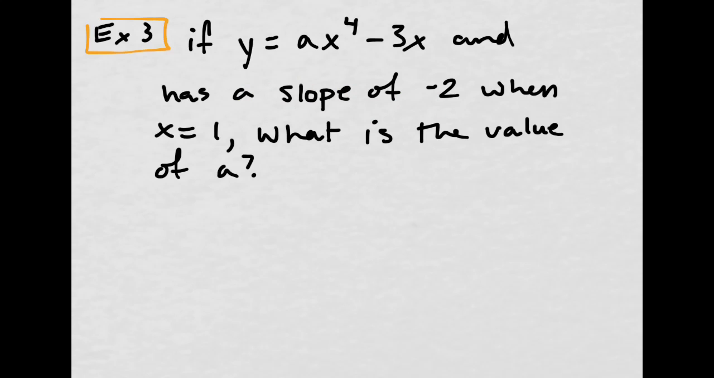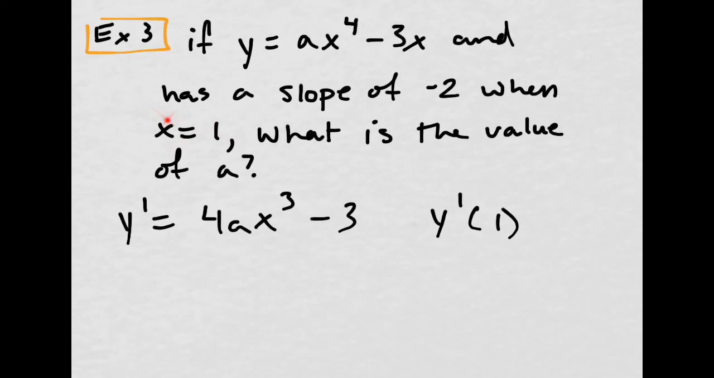Maybe I need the derivative, because the derivative is not only a rate of change of the dependent variable with respect to the independent variable. It's not just a rate of change; it's also a slope. So let's find the derivative. Y prime is 4a x to the third minus 3. Well, I know that when I plug in 1, I get a negative 2.